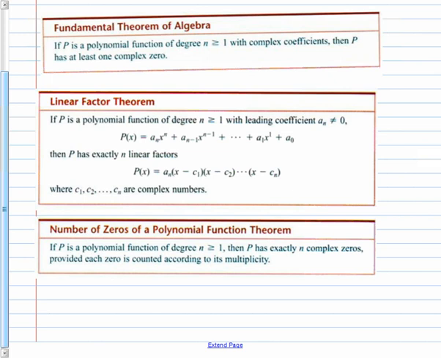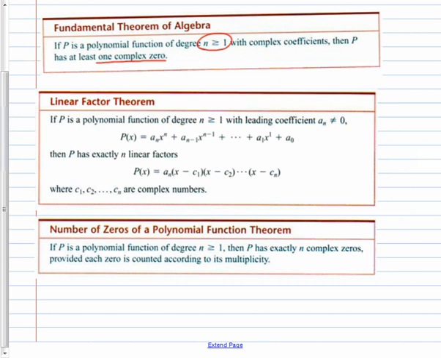Fundamental theorem of algebra. If P is a polynomial of degree greater than or equal to 1, so it's a first, second, third, fourth, fifth degree polynomial, and it has complex coefficients, so we can include imaginary coefficients besides the real numbers, then it will have at least one complex zero. There will be a zero out there somewhere. So we get to go hunting for it, and we know it will be found if we are just persistent enough.